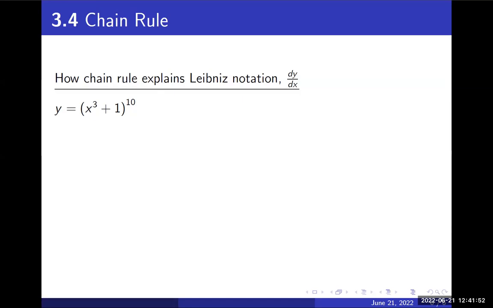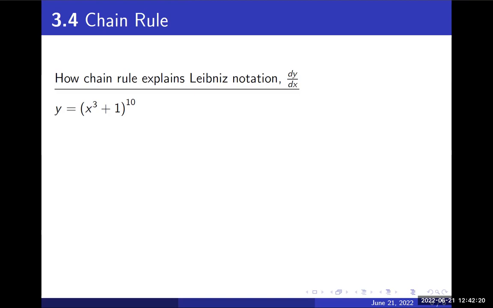The chain rule really helps to explain Leibniz notation, the notation that typically looks something like dy over dx. So I said before, this is not a fraction, dy over dx. It simply means the derivative of y with respect to x. Well, how did this notation come about? Why did Leibniz choose this notation?